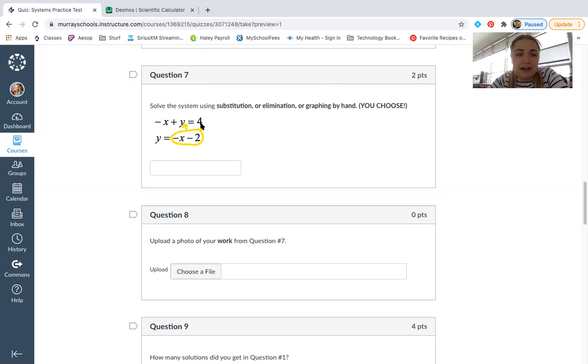So instead of negative x plus y equals 4, it's going to be negative x plus all of this stuff equals 4. Okay, there's nothing to distribute in front of the parentheses. That means I can ignore the parentheses. So negative x and negative x gives me negative 2x minus 2 equals 4. And then I can add 2 to both sides.